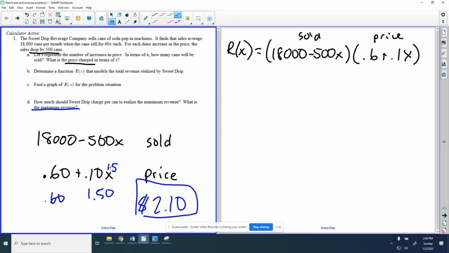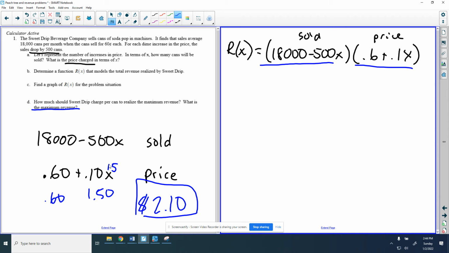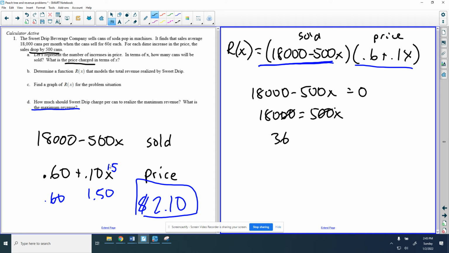If I wanted to do that without graphing, I could think about this as being in intercept form for a quadratic. What value of x would make this term be 0? I could do 18,000 minus 500x is equal to 0. 18,000 is equal to 500x. Cross off a couple zeros. 180 divided by 5 is 36. So I would have one zero at 36.